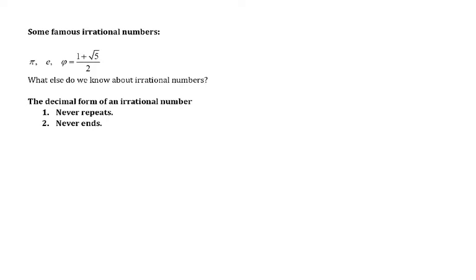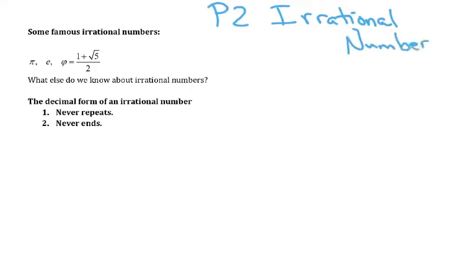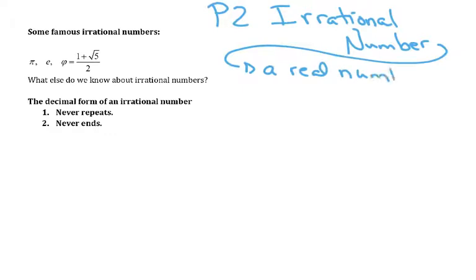Okay, so this is part two. We're talking about irrational numbers. What is an irrational number? It is a real number. First of all, it has to be a number that is not rational.